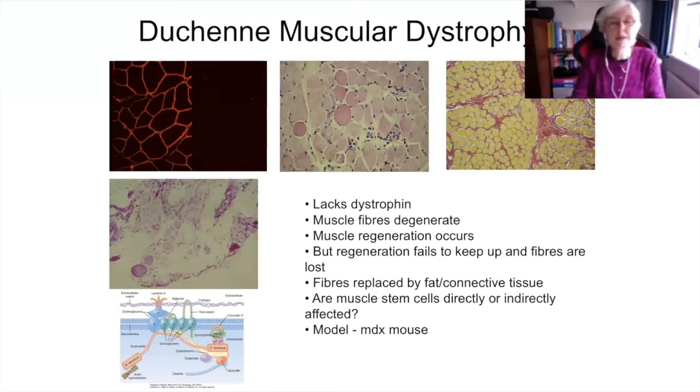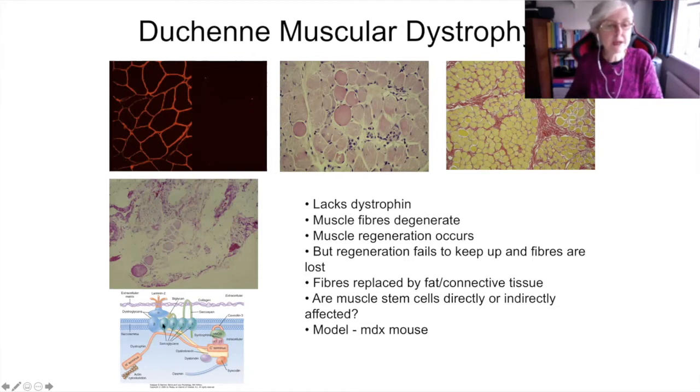So for those of you that are not familiar with it, Duchenne muscular dystrophy occurs due to a mutation in the DMD gene, which means that patients lack the protein dystrophin. Dystrophin is normally located around all the muscle fibers, and this is a section of muscle from a DMD patient that has no dystrophin.